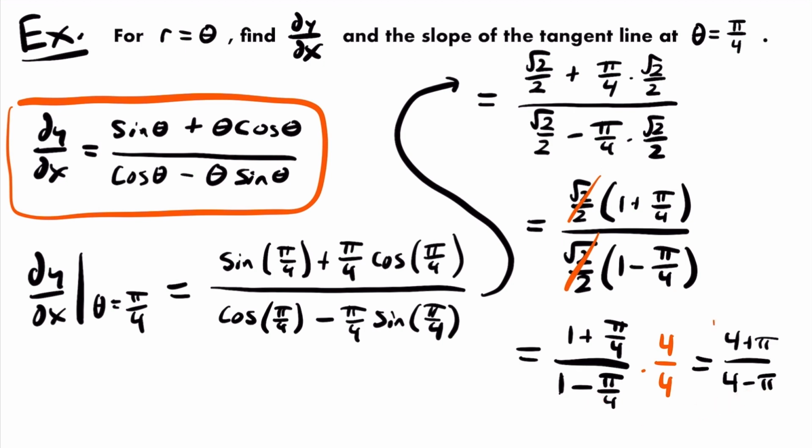All right, and so what we found right here, 4 plus pi divided by 4 minus pi, is the slope of the tangent line at theta equals pi divided by 4 for this polar equation of r equals theta. All right, so all we had to do to find that slope was first find that derivative dy dx, which is what we found right here, and then we evaluated this derivative, which represents the slope, at the given value of theta, which was theta equals pi divided by 4. And plugging that angle into our derivative gave us this slope. Okay, let's take a look at another example.